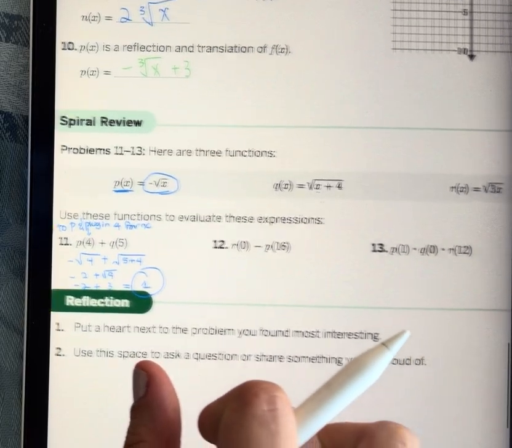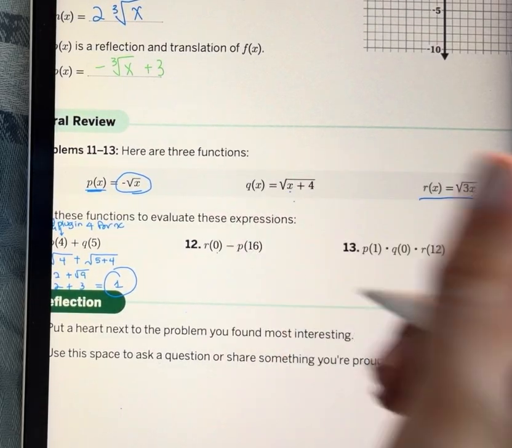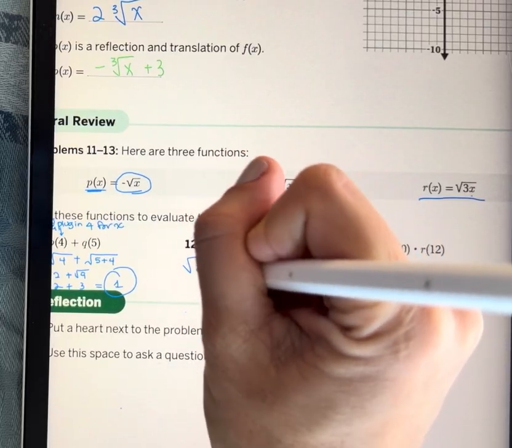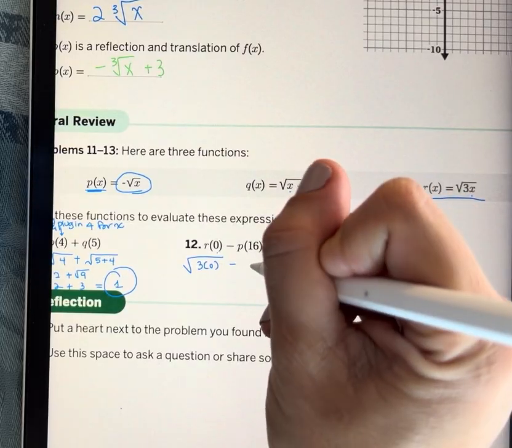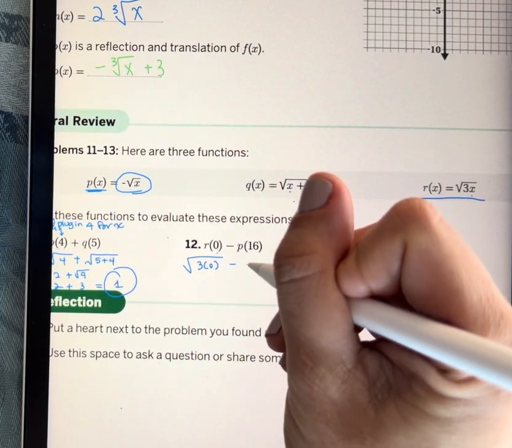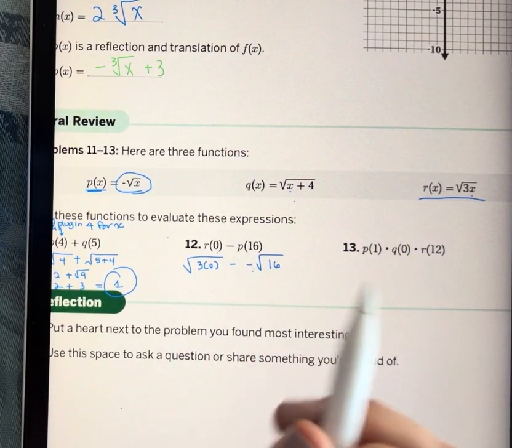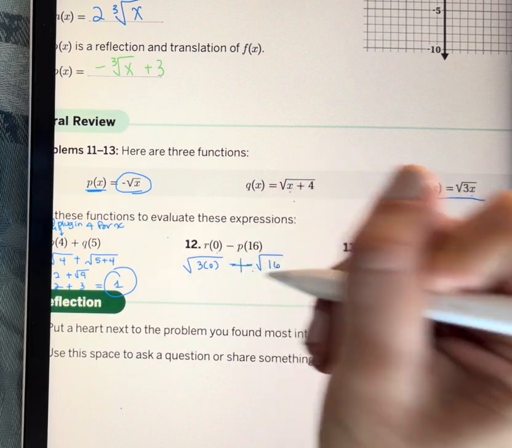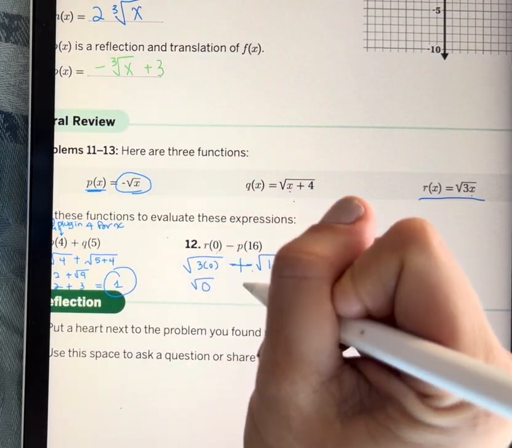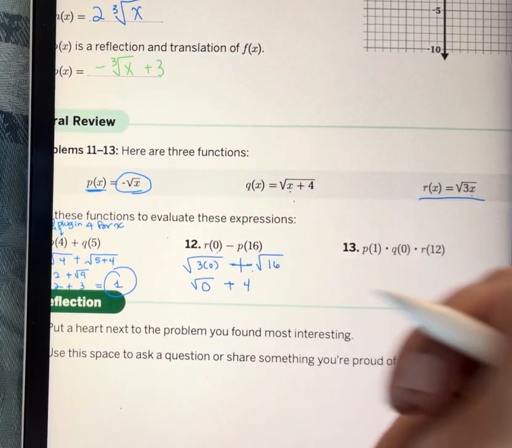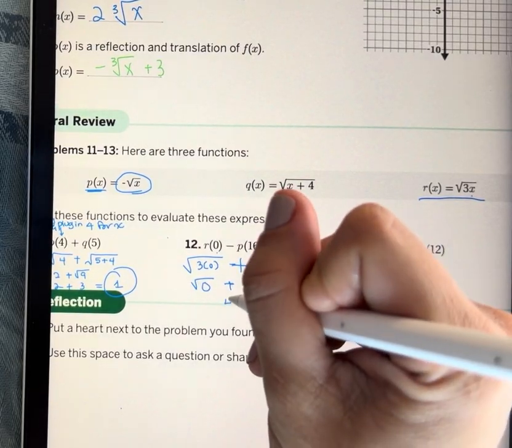All right. Over here, R of 0 means go to R and plug 0 in for X. So that's the square root of 3 times 0 minus P of 16 means go to P. P is a negative square root of X, but instead of X, I'll drop in 16. And this negative and negative do become a plus. And this is 3 times 0 is 0. Square root of 16 is 4. And square root of 0 is 0. And 0 plus 4 is 4. So all of this ultimately equals 4.